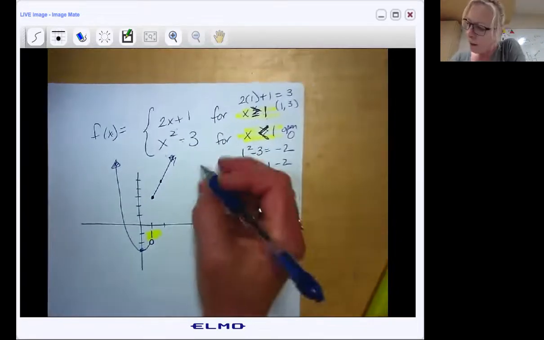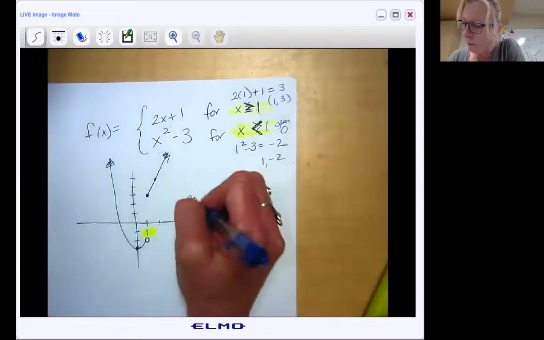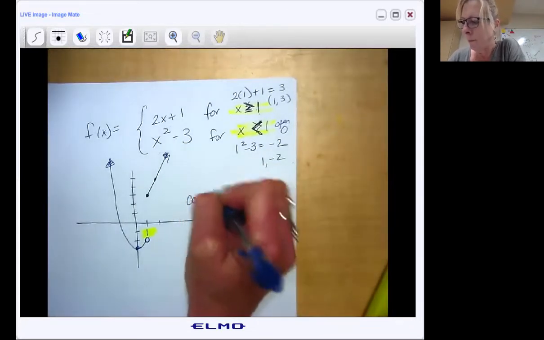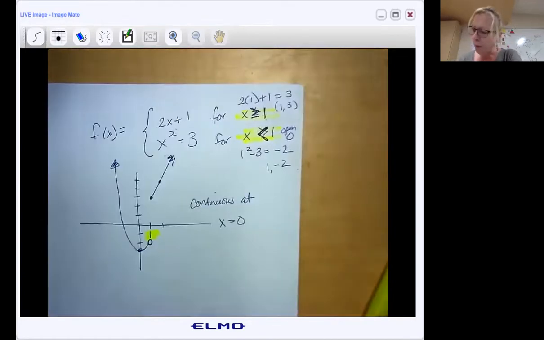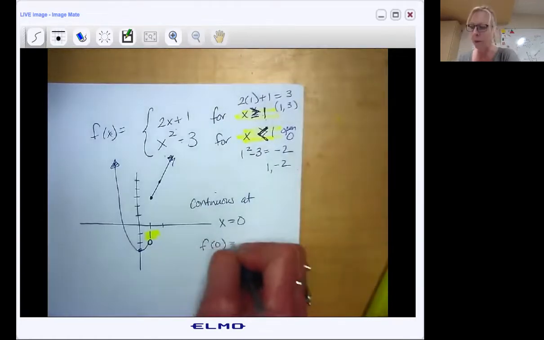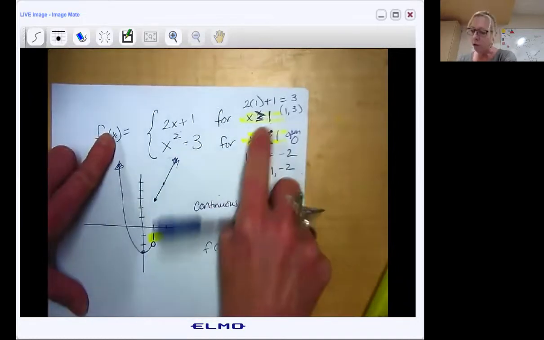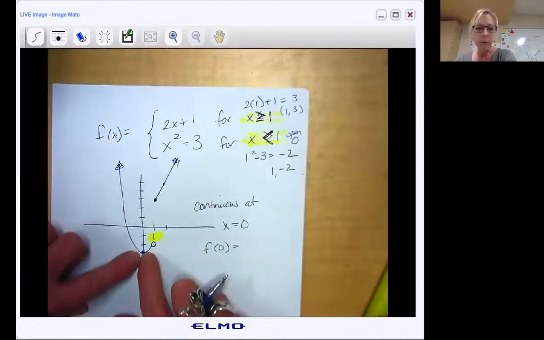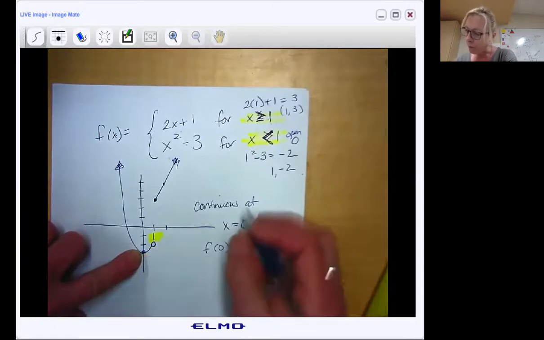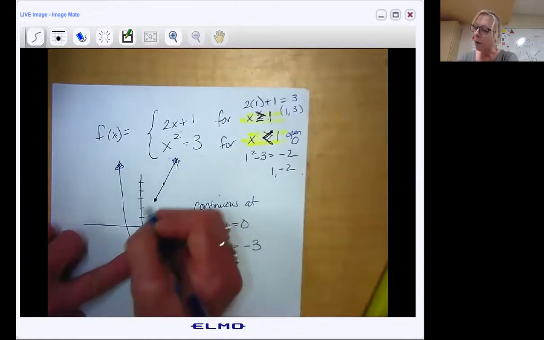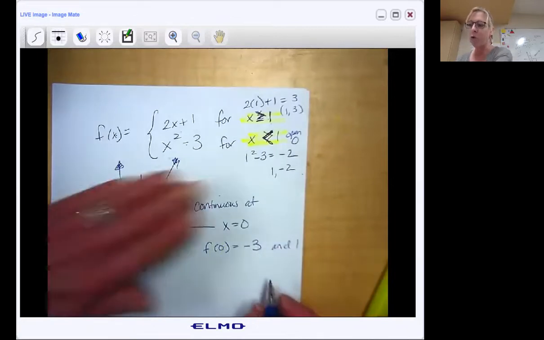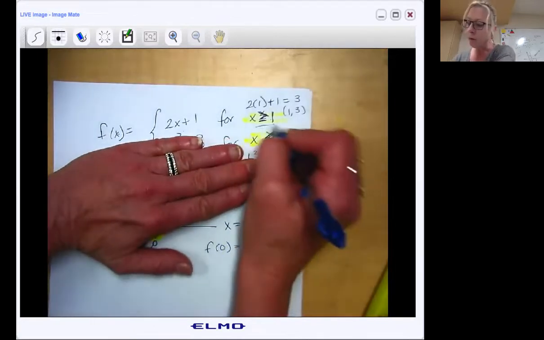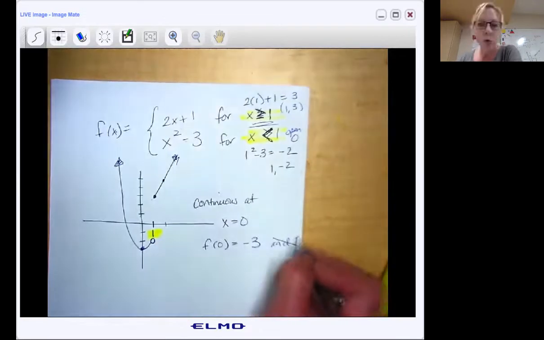So if I stated, is this graph continuous at x equals 0? You would say, okay, does f of 0 exist? Yes. Which function is it? Just look at your graph. It's on this part right here. F of 0 is -3. We don't care about the line. You can't say f of 0 is -3 and 1 because this graph only exists for x is greater than or equal to 1. So that would be a total mistake.